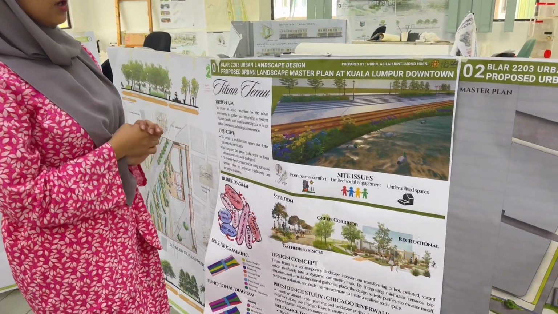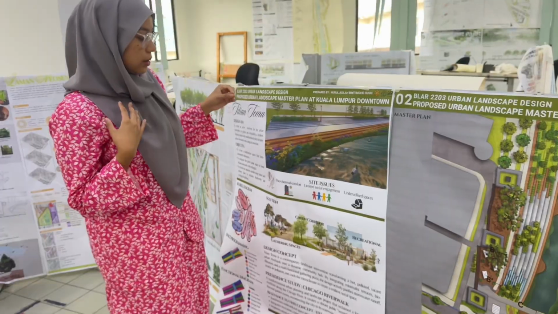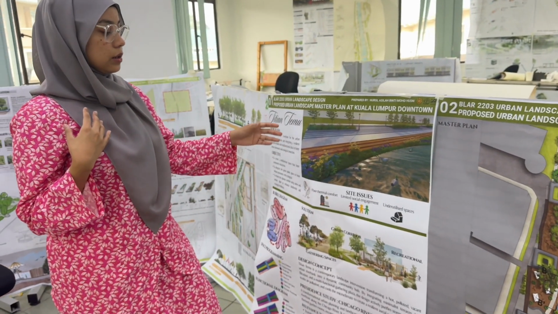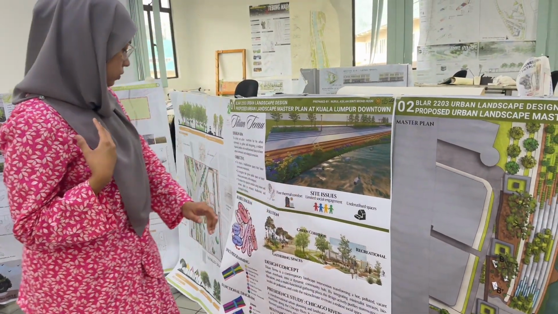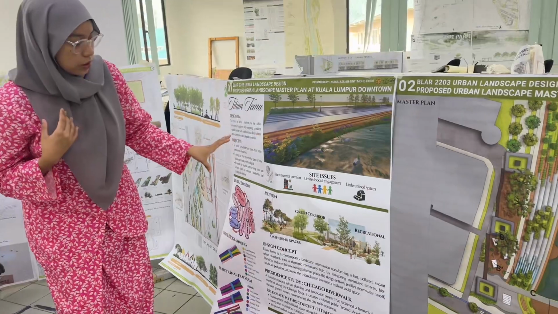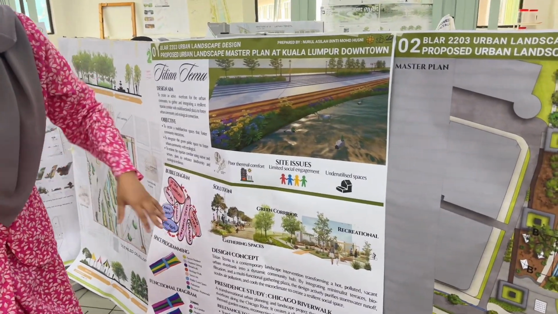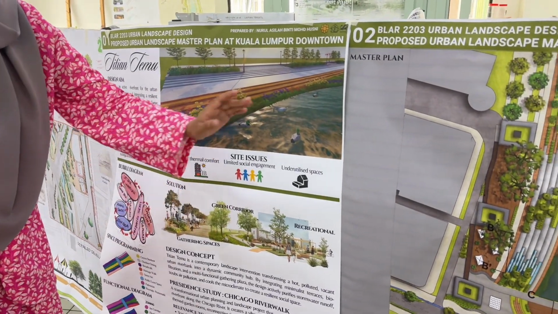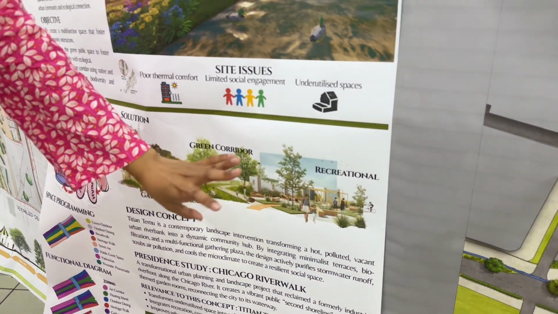So what are this site's issues? The first one is heat, then limited social engagement, and then unutilized spaces, which are the spaces that I want to activate. So what is the solution for the issues? The solution is to make a gathering space, and also a green corridor, and for the unutilized spaces and limited social engagement, a recreational space.